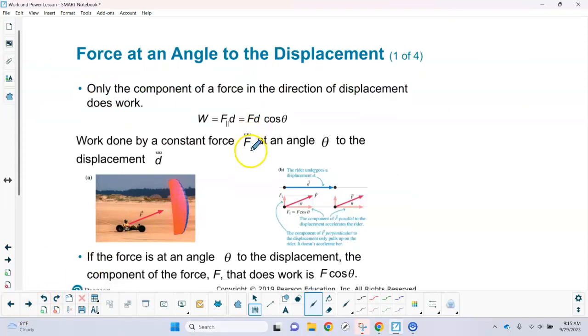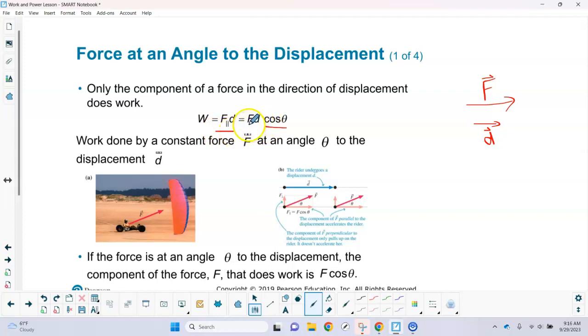As I mentioned, getting to the angle part: not all forces and displacements line up. If this is my displacement here, the direction that it's moving, the change in position, and the force isn't going exactly the same direction, or parallel to it, then you have to use a trig function, the cosine of the angle, to figure out what portion of the force is actually going in parallel. So you just worry about the parts that are going parallel. That's what this notation means.